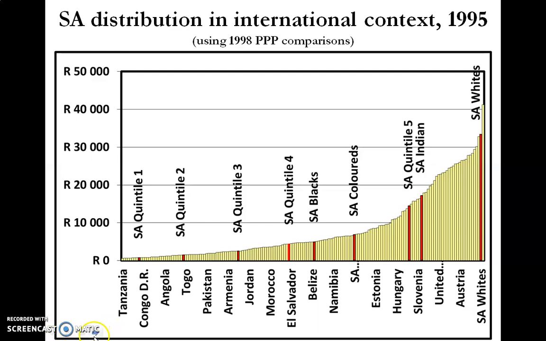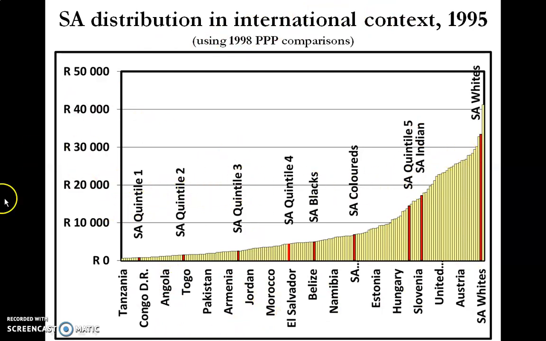Just now, specifically to highlight South Africa's extreme inequality. In fact, we are the most unequal country when it comes to income distribution in the world. Okay? We have the highest Gini coefficient in the world. That's quite a statement to make.